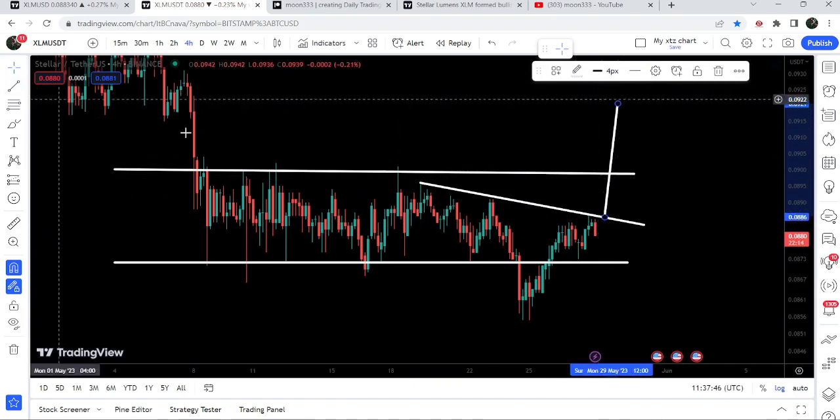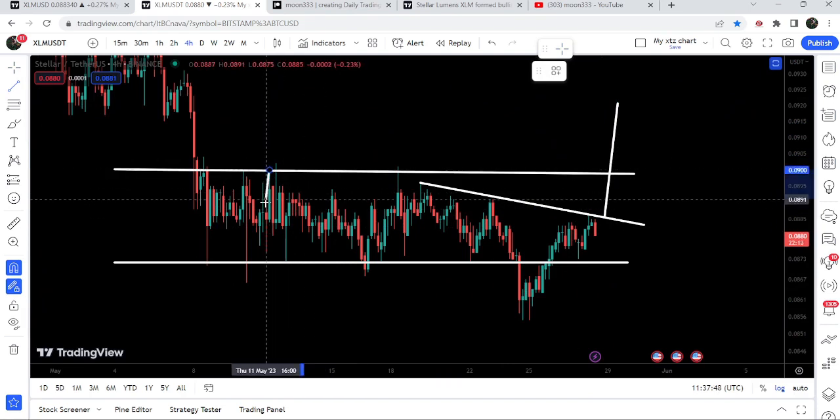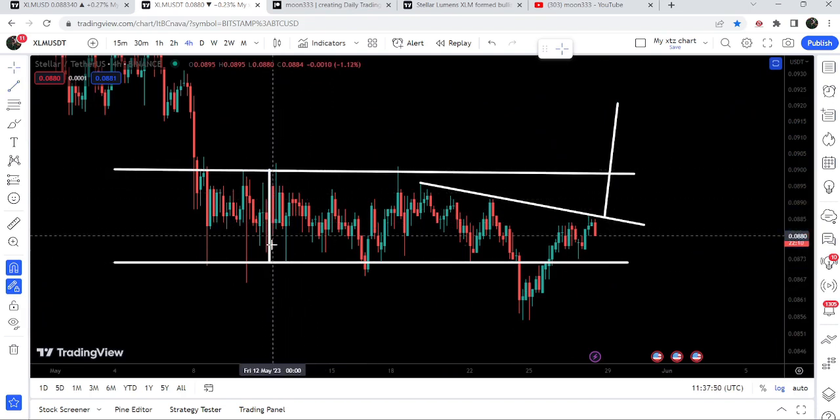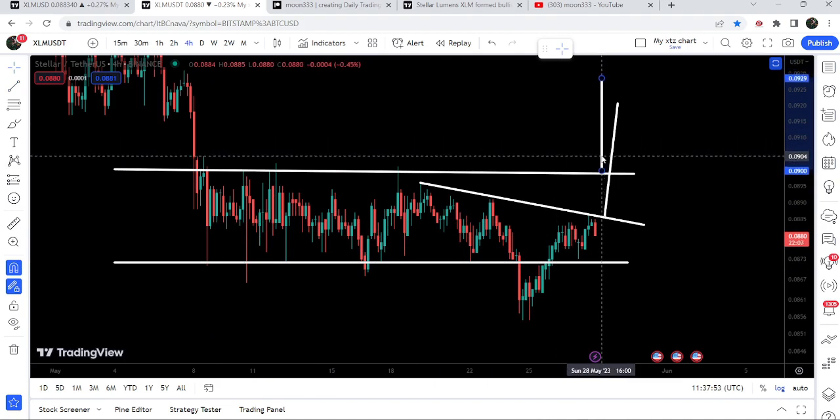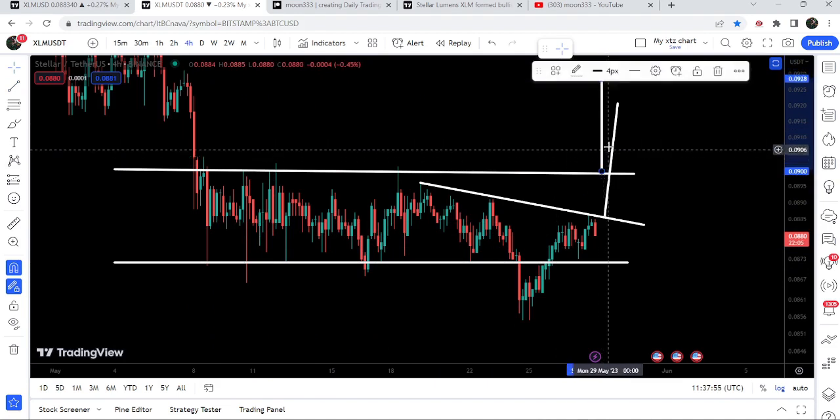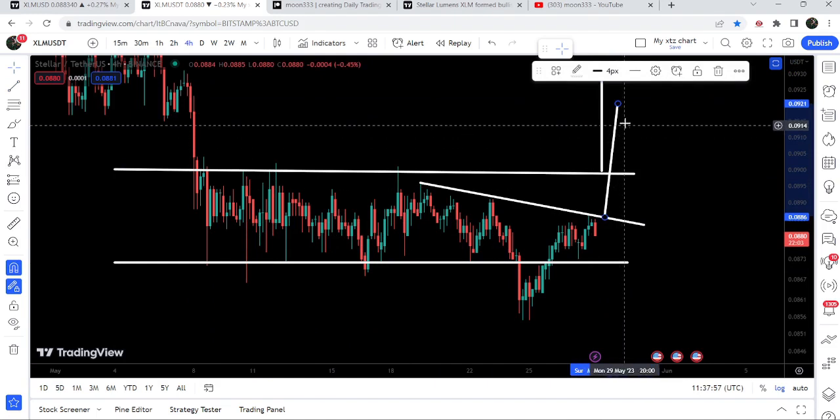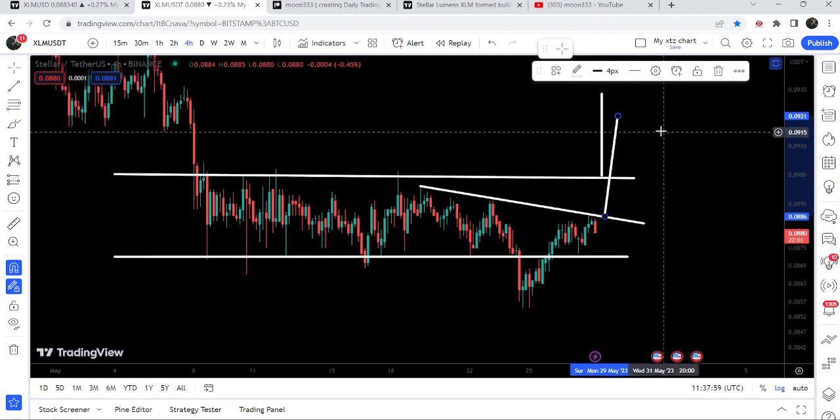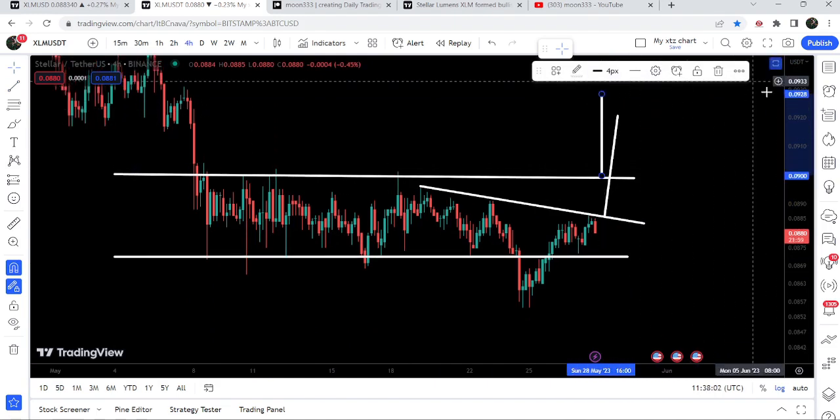And the target for this breakout, once it happens from this down channel, will be approximately at 9.28 cents. The target for this inverse head and shoulder pattern is 9.21, and the target for this channel is 9.28 cents.